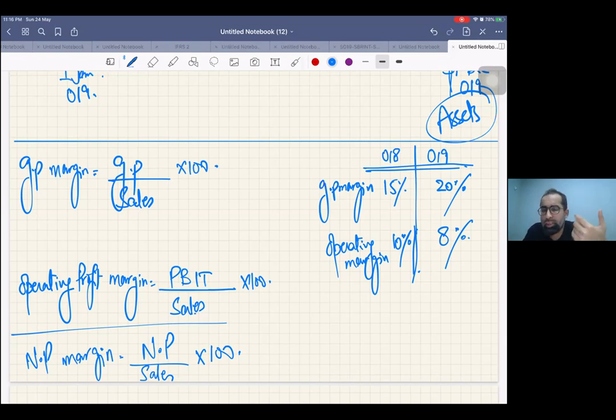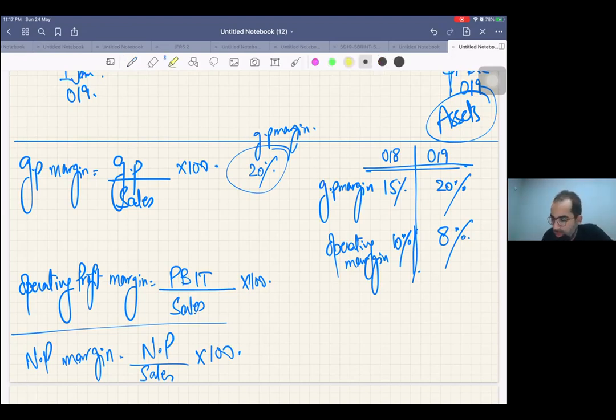Now, in simple words, what does GP margin reflect? Let us say you have 20% GP margin. Your GP margin is 20%, right? So what does it say? It means with every $1 of sales, you get $0.2 GP. Or in simple words, with every $100 of sales, you get $20 gross profit. That means $80 is your cost of sales, right? Okay. So it reflects your profitability, your cost. The higher the GP margin, the lower your cost is, right? Okay. Now, one basic commentary.